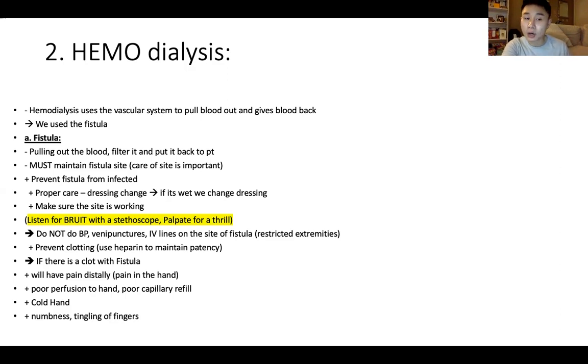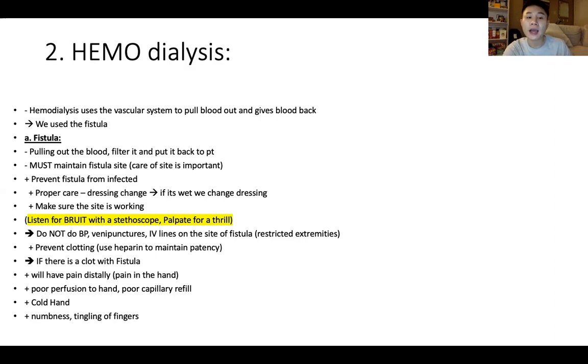So like I said earlier, that side of the fistula is reserved. The whole arm is reserved for hemodialysis. No procedure can be done on that arm. This includes no measuring of blood pressure on the arm of the fistula. No venipuncture, meaning no IV, no IM injection, no IV line on the side of the fistula. This is a restricted extremity.